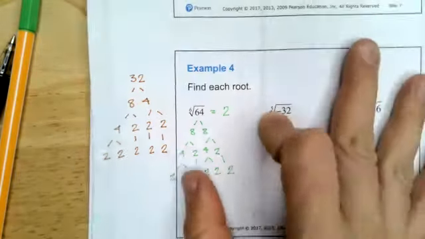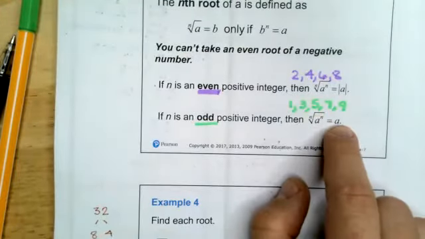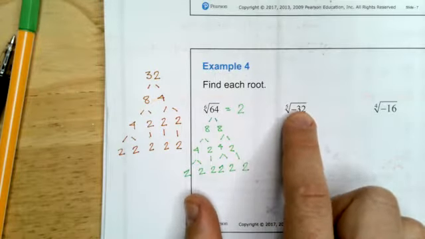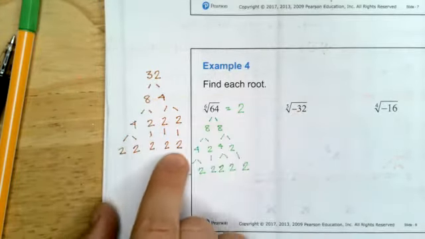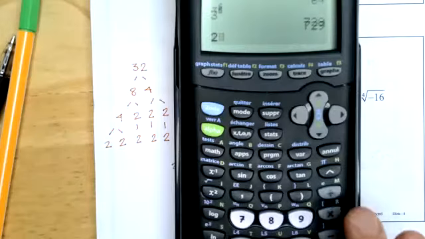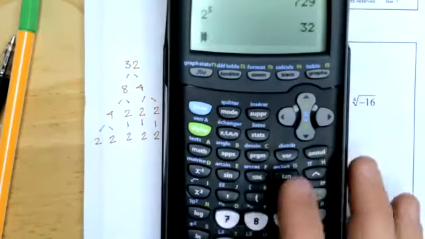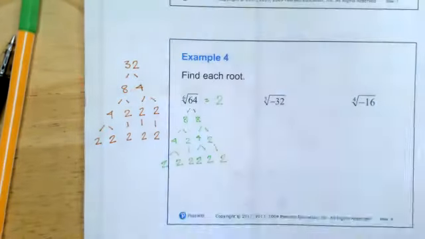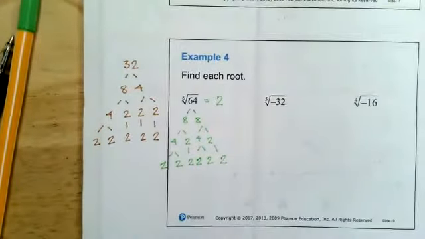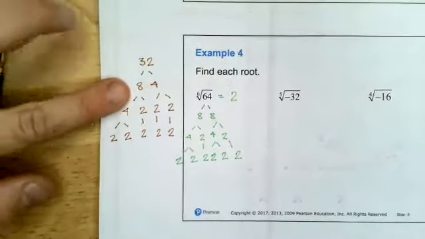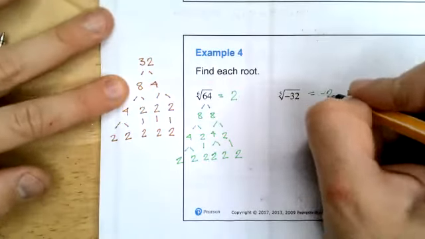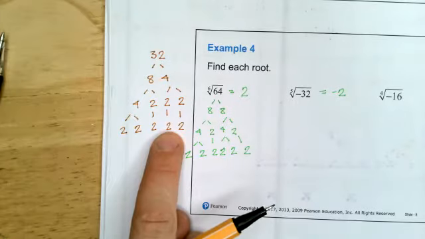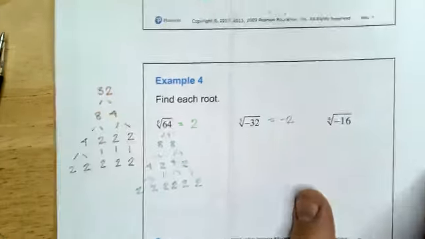All right, negative 32 to an odd root means that it's just whatever the answer is, okay? So negative 32, because it's an odd root, the answer can be negative. So 32 is 2 multiplied 5 times, right? 2 to the 5th is 32. Negative 2 to the 5th is negative 32. So here we know that negative 2 times itself 5 times is negative 32.